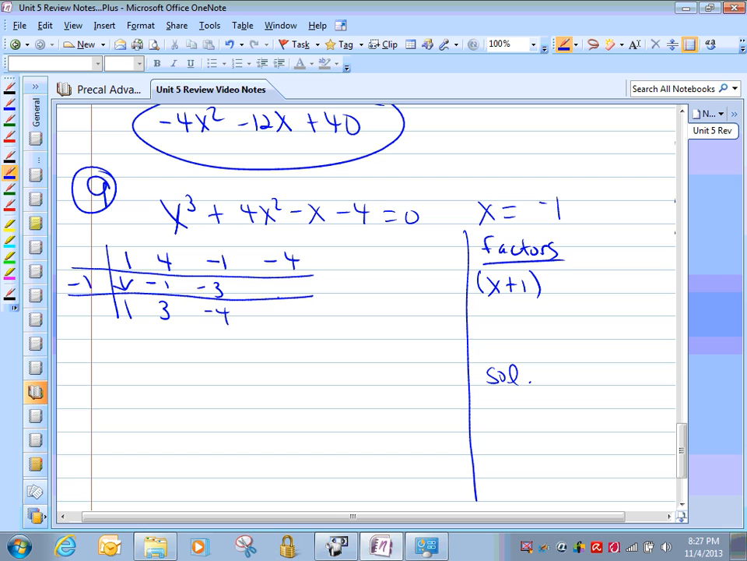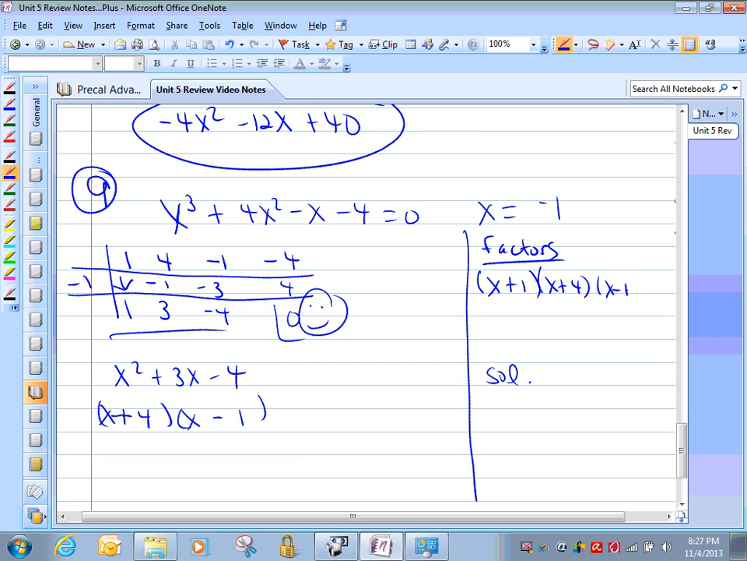Negative times negative would be a +4. Woohoo, we got a 0, which is kind of what we were hoping. So we know -1 works because we were told that. Now we're left with a quadratic, x squared plus 3x minus 4, which we can factor to find our other two factors, x and x, that multiply to -4 and add to 3. So +4 and a -1. So our factors are x plus 4 and x minus 1. Therefore, our solutions are -1, -4, and +1.